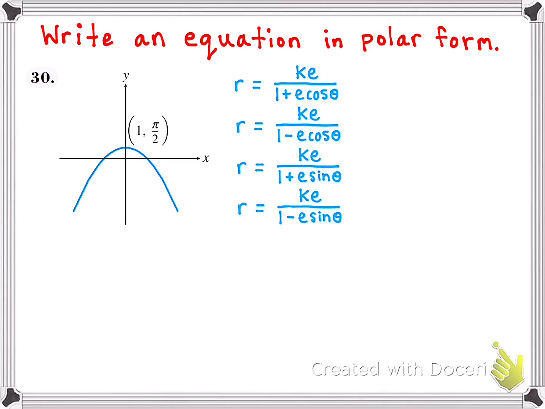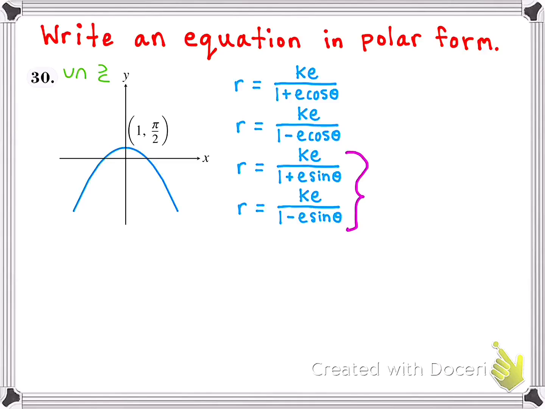A quick reminder: recall that if your parabola opens either up or down, it's going to be one of the sines. If your parabola opens either left or right, it's going to be one of the cosines. So that narrows it down halfway. Now, do I use the positive or do I use the negative?